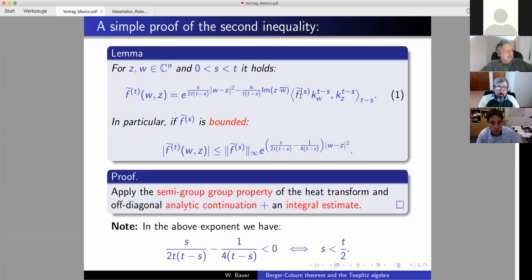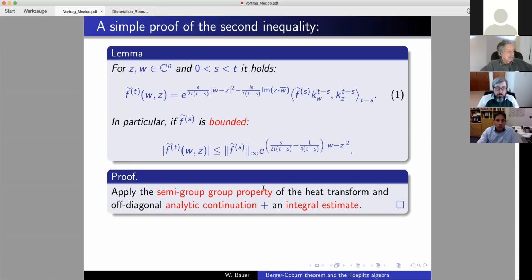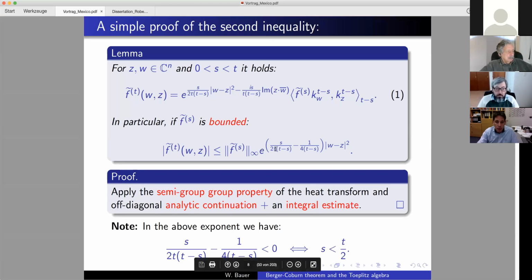Okay, this is the important inequality, equality actually, and now you can look at the exponent here, and you observe that it is negative if and only if s is smaller than t over 2, and that t over 2 is the border which appears in the Berger-Coburn theory.